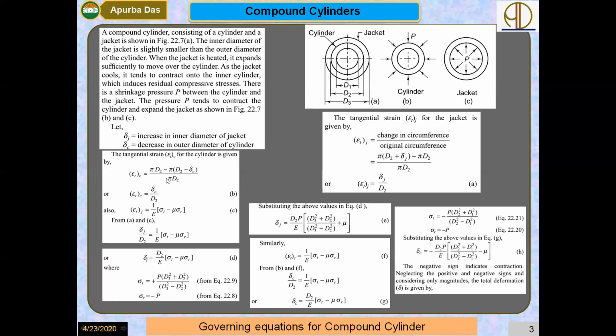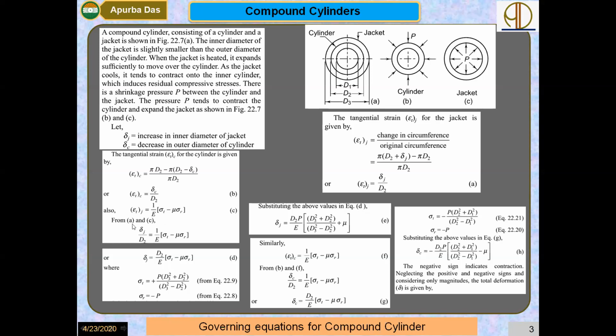Similarly, for the cylinder, which is in compressed condition, the original dimension was pi d2 and after compressing the dimension becomes pi (d2 minus delta C), that is the compression, divided by pi d2. So epsilon T for the cylinder is delta C by d2. We also know that epsilon T for the jacket is 1 by E (sigma T minus mu sigma R), where sigma T is the tangential stress and sigma R is the radial stress.